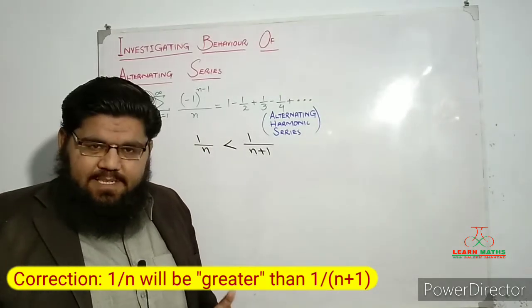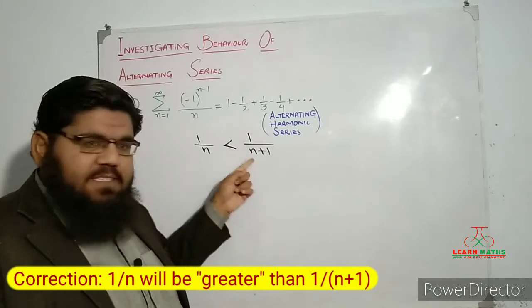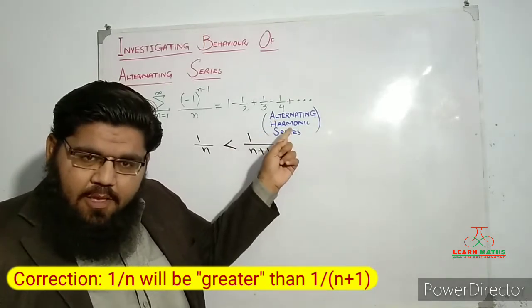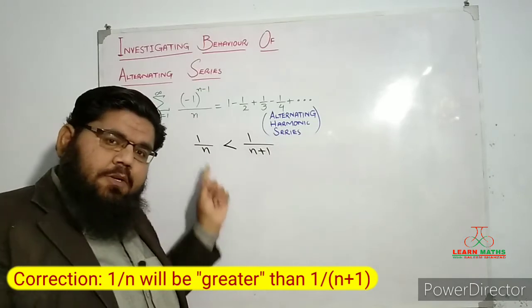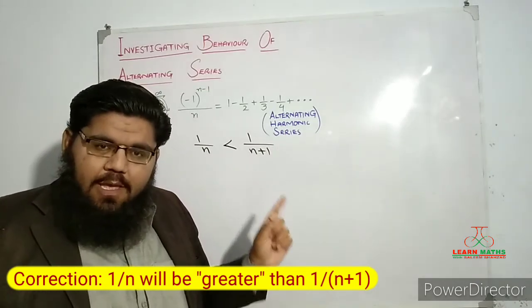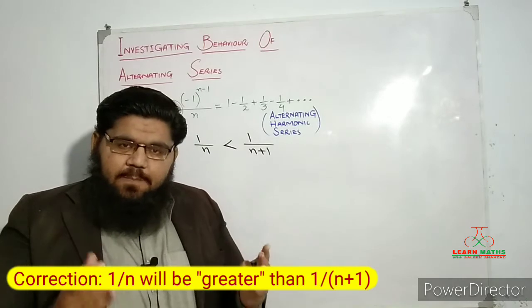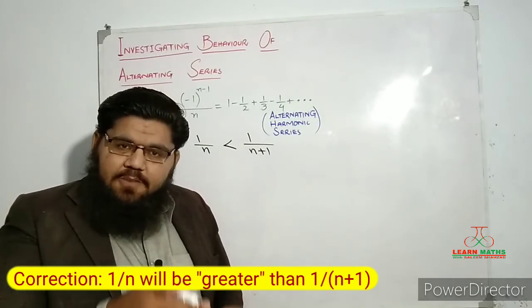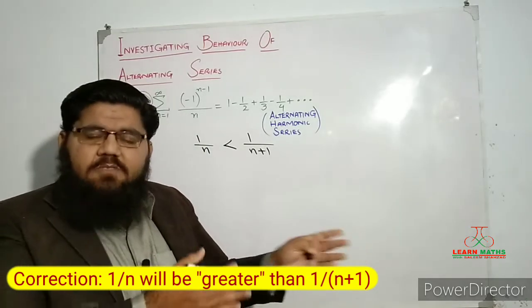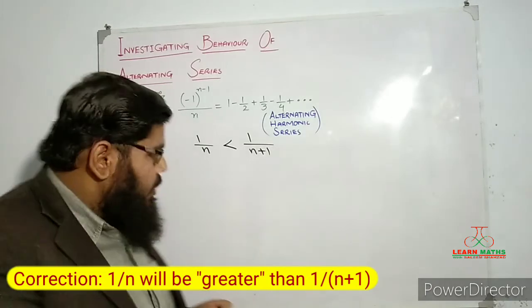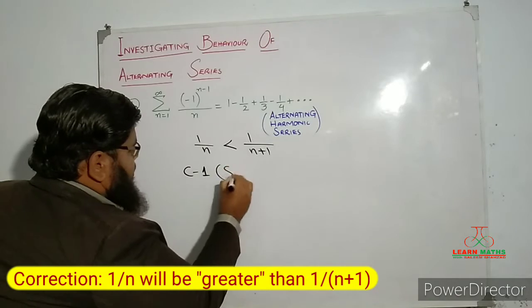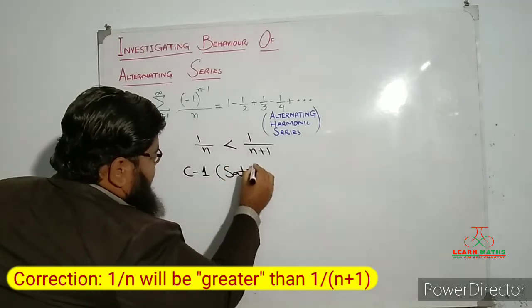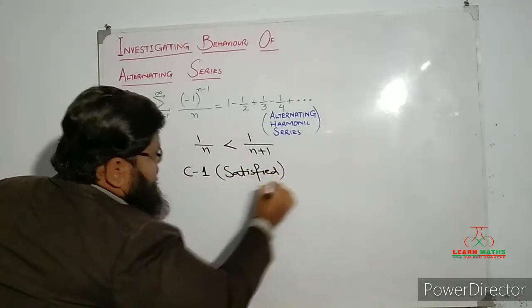So what does it tell us? It tells us that every succeeding term in this series will be smaller in size as compared to its preceding term. And what does that mean? It simply means that the size of the terms of the series is decreasing as we move on in this series. So our first condition, C1, is now satisfied.